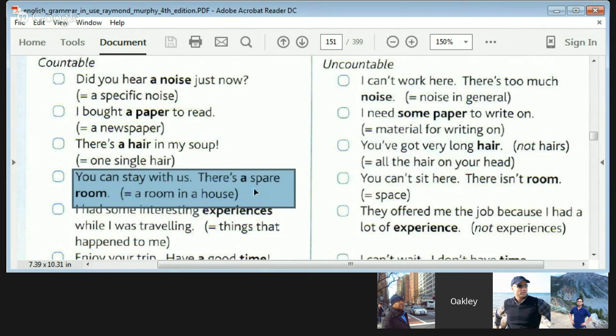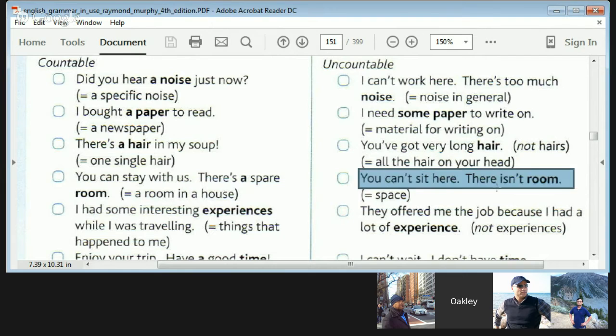Okay, room again. Here's another one where you use the word to have 2 different definitions. A room in the house. I have a 3-bedroom apartment. Okay, but if you mean space, concept of space, all right, you can't sit here. There isn't room.